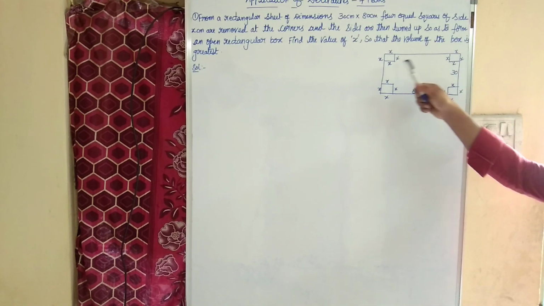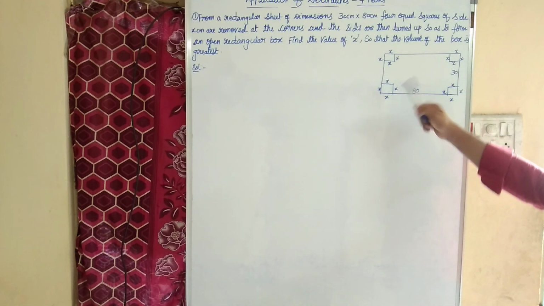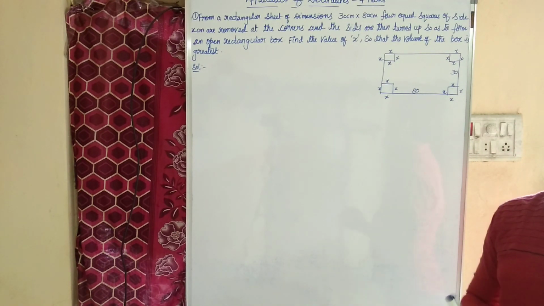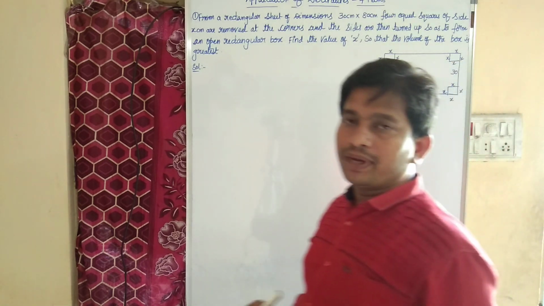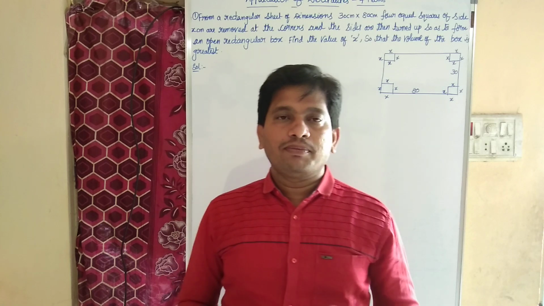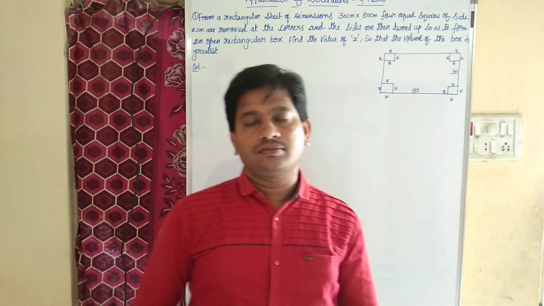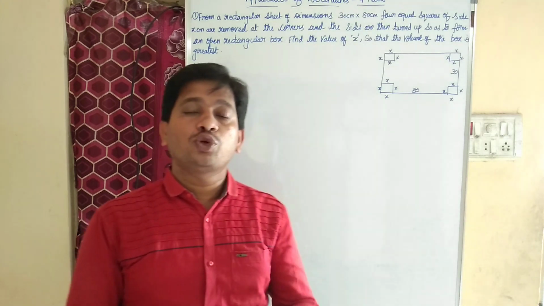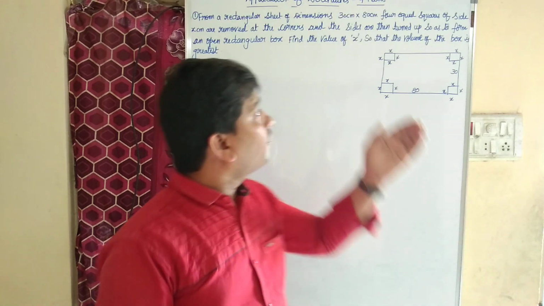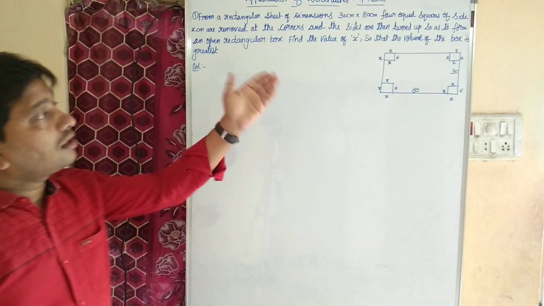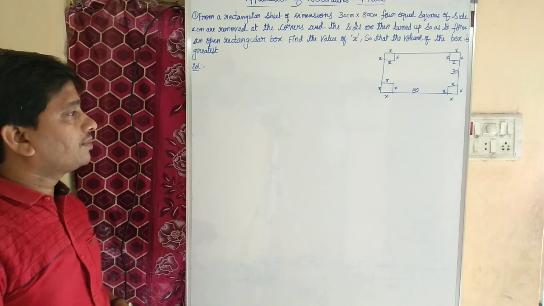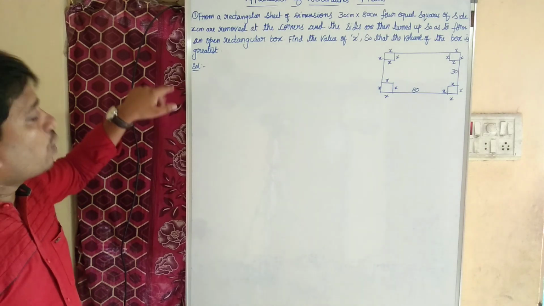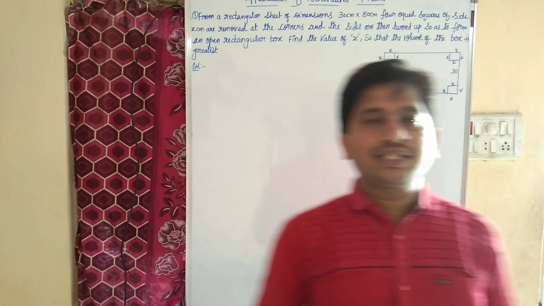4 equal squares of side x cm are removed at the corners, and the sides are turned up so as to form an open rectangular box. I mean, which is nothing but a net of a cuboid. Children, when we open a rectangular box, you will get what? Cuboid, as cuboid is made up of rectangles. So find the value of x so that the volume of the box is greatest.